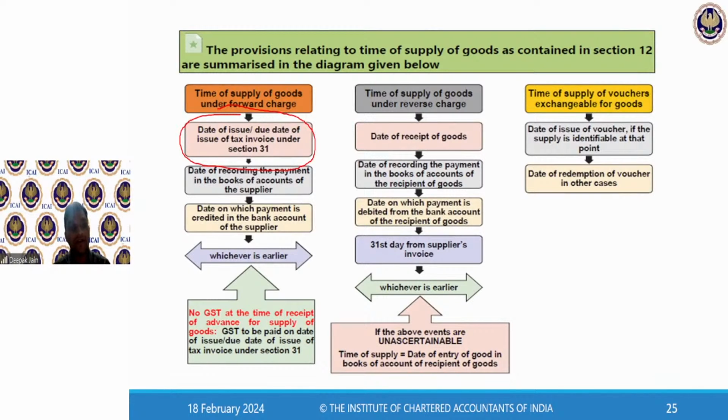Time of supply for services. Why are we still mentioning it? Because it is still there in the section. Just because of the notification, it is excluded, so the provision still continues.